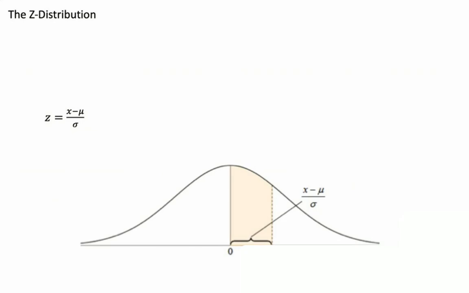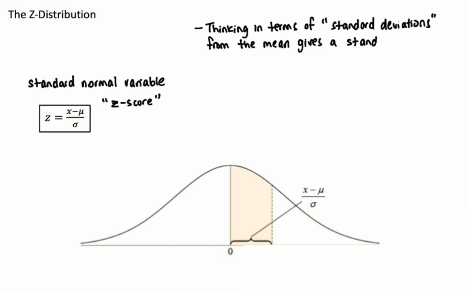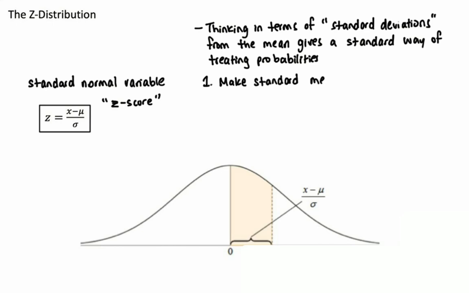So this leads us to the Z distribution, which is the standard normal distribution. The formula to calculate a Z-score is shown on the screen. So we take the observation value represented by X, we subtract the mean represented by mu, and we divide by the standard deviation represented by lowercase sigma. So what exactly is the Z distribution? We're thinking in terms of how many standard deviations away from a mean something is.